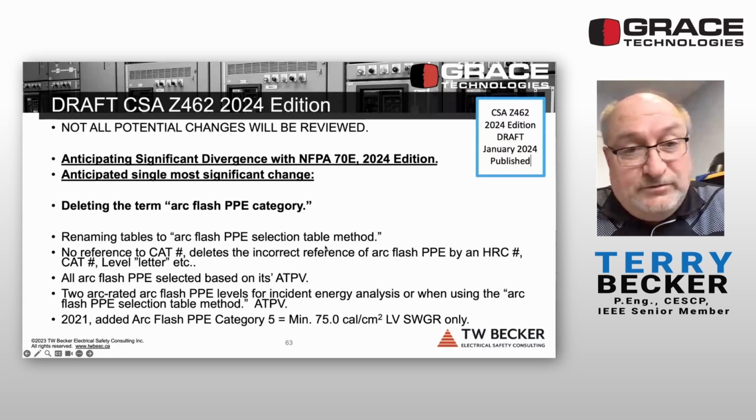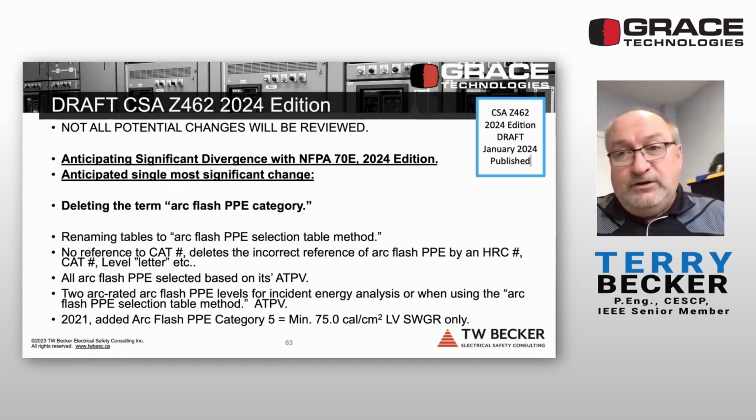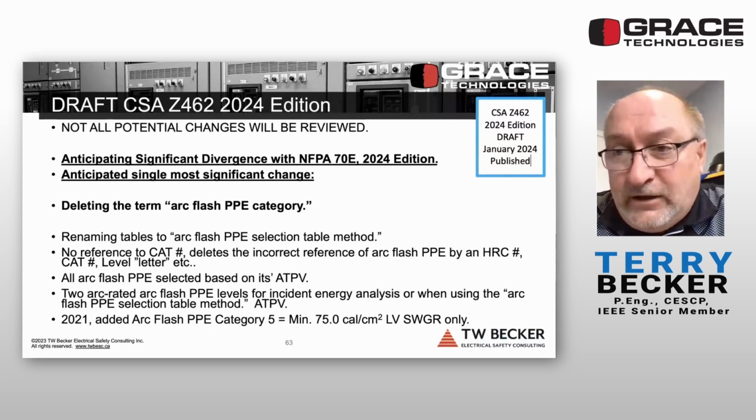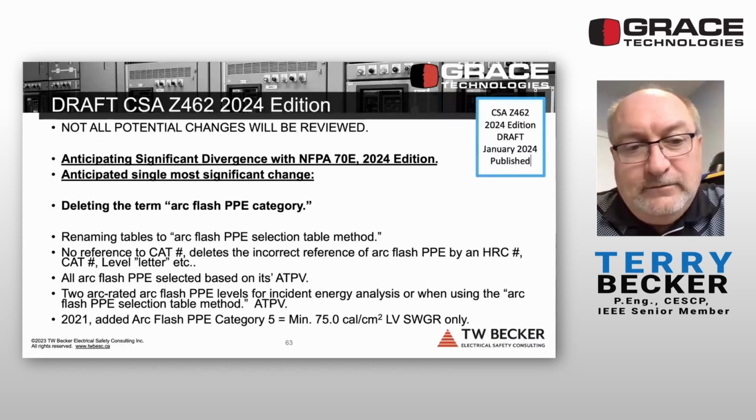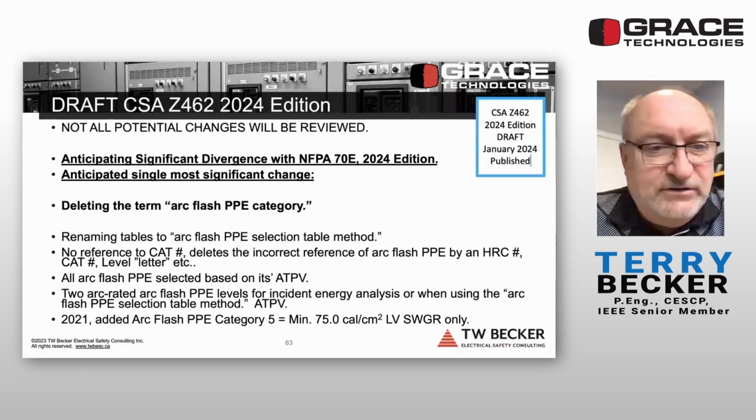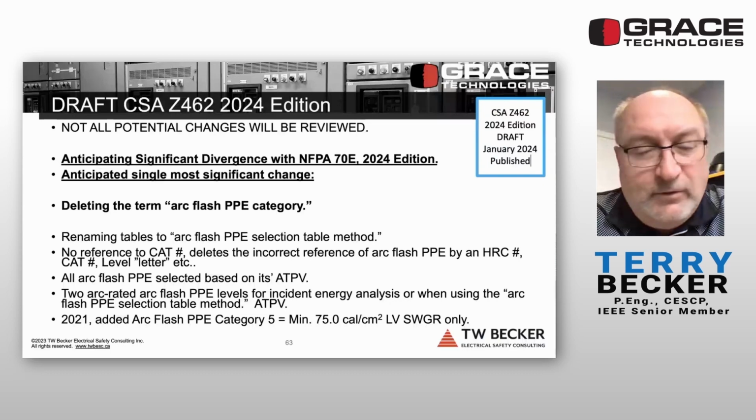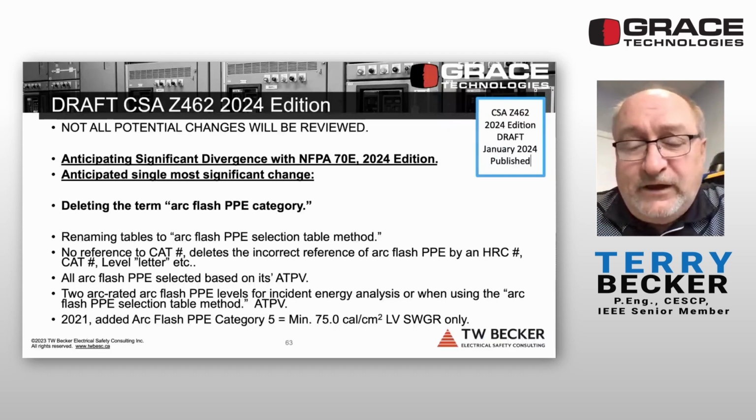Moving on to Z462. Very quickly, this is where it's critical that in the US you're aware we are deleting the term arc flash PPE category completely, which should have been done editions ago. Wrongly, since my involvement in this, workers say they're wearing HRC 2 or 4, or category 2 or 4. Well, that's not what they're wearing. They're wearing arc flash PPE with an arc thermal performance value or break-open threshold energy rating. So we decided to get rid of this term and get rid of any confusion.